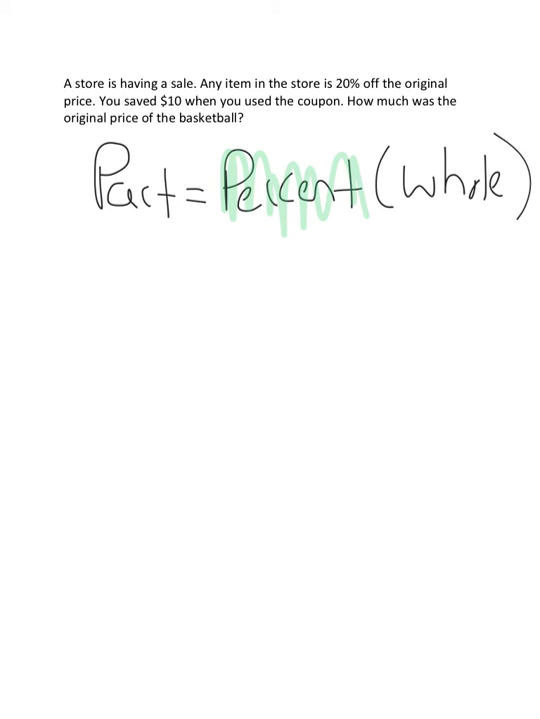Now notice it's going to give us the percentage, 20% off, so that's what I'm going to plug in for my percent. If we keep reading, it's going to say you saved $10 when you used the coupon. That's not the original price, that's not the total price, it's just the partial amount, part of the price we saved. So we saved $10, that's where the partial amount is going to go. And then we're trying to find out how much the original price, the total, the whole price of this basketball was. So we have each part identified, and now we're going to solve.